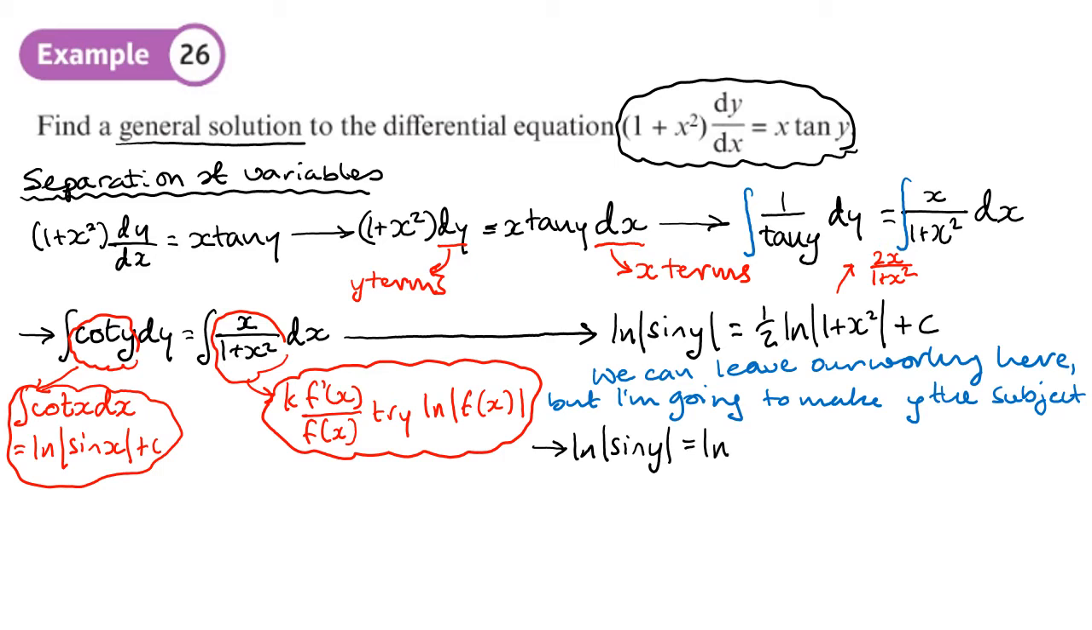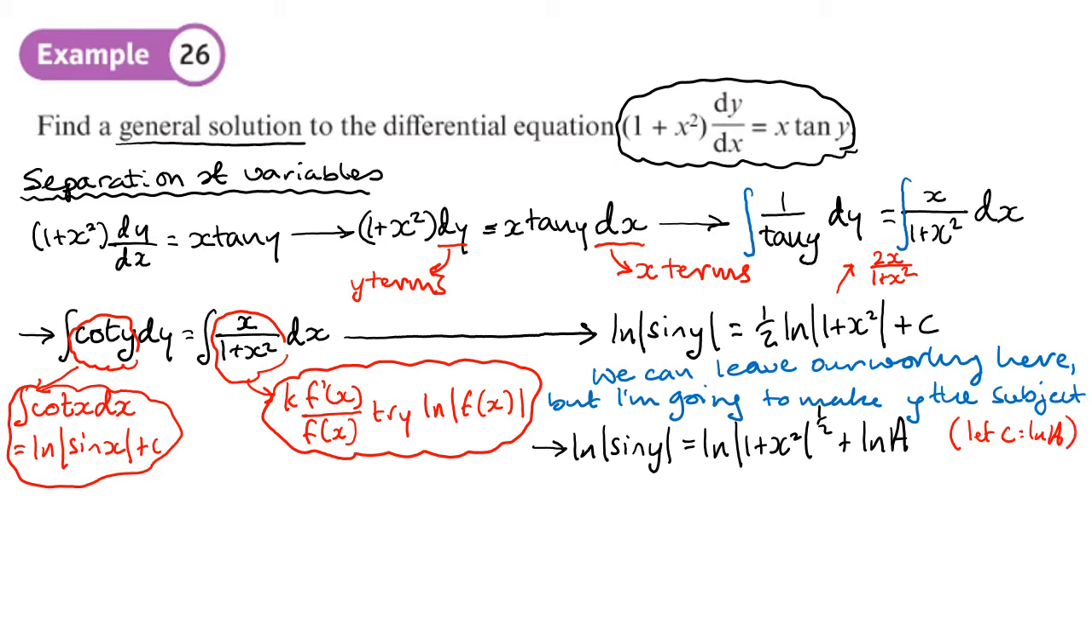So I've now got log 1 plus x squared to the power half, and then I'm going to write my constant as the natural log of a different letter a. So basically what I've done is say let c equal natural log of something. It's just another way of writing a letter.